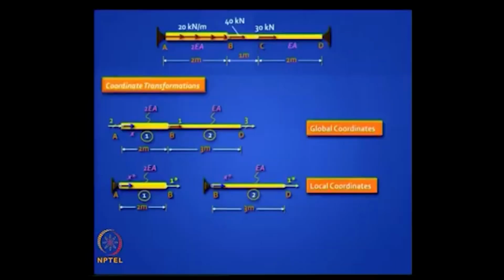So we are trying to find out what happens to the two elements when we apply D1 equal to 1, when we apply D2 equal to 1, when we apply D3 equal to 1. Write down the TD matrix by the element stiffness method.